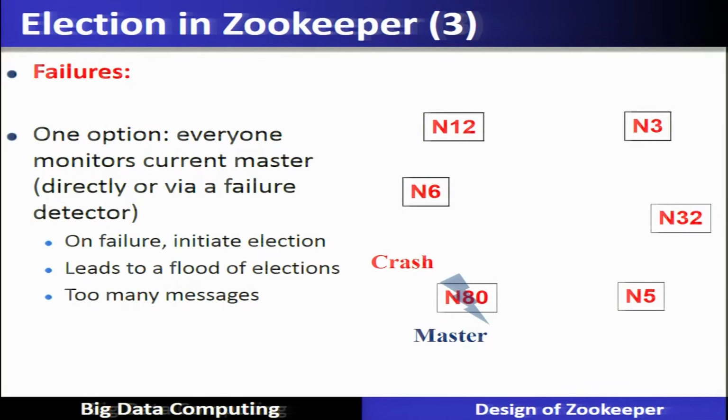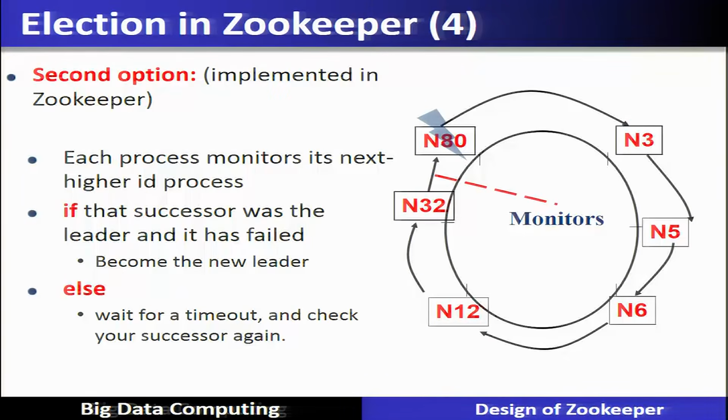Therefore, whenever there is a failure, having everyone start electing the leader requires a flood of messages. So we will see a second option, which is implemented in Zookeeper, wherein each process monitors its next higher ID process. For example, process number 32 will monitor process number 80, and 80 will monitor 3, and 3 will monitor 5, and 5 will monitor 6, 6 will monitor 12, and 12 will monitor 32. So, each process will monitor its next higher ID process.